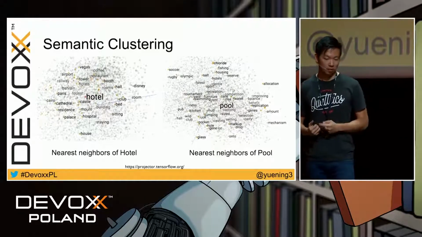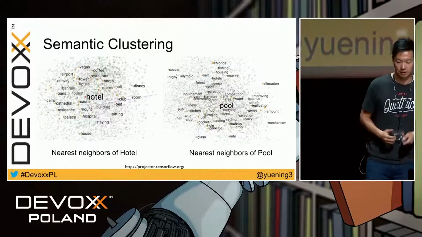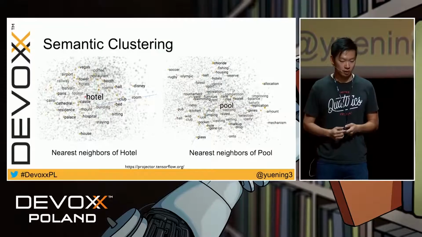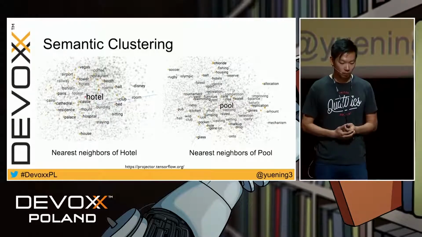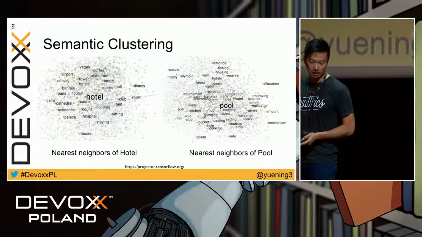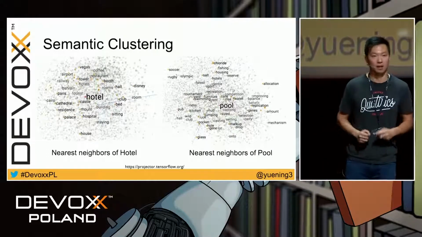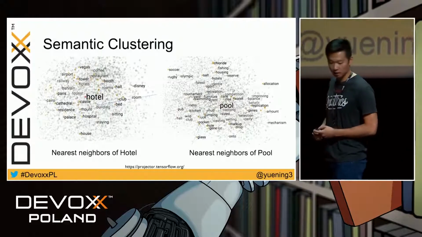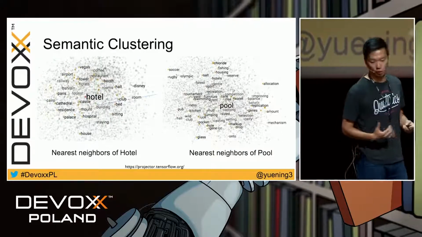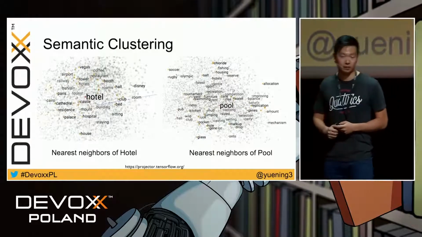And here are some examples from the 100 billion word Google News article model. In the visualization for hotel, you can see that around hotel, there are words used in similar contexts like Vegas, room, or residence. On the right side, if you look at the word pool, it has swimming, tournament, sports, Olympic. These are some of the contexts that got embedded into this vector space, and we see this semantic clustering.